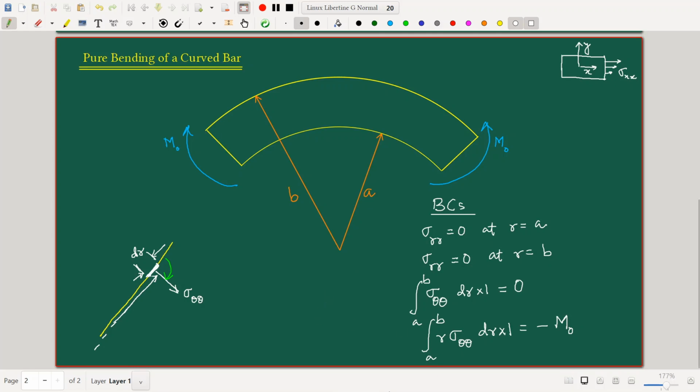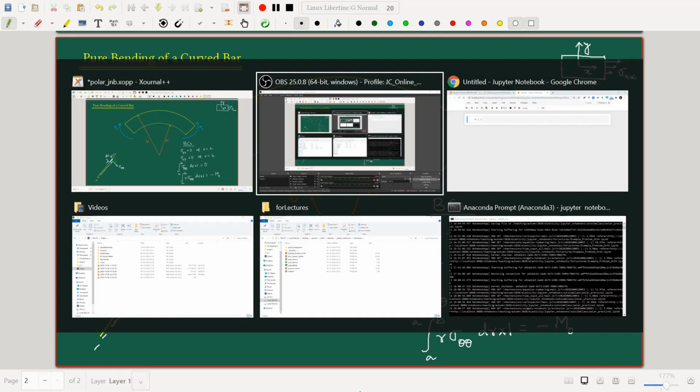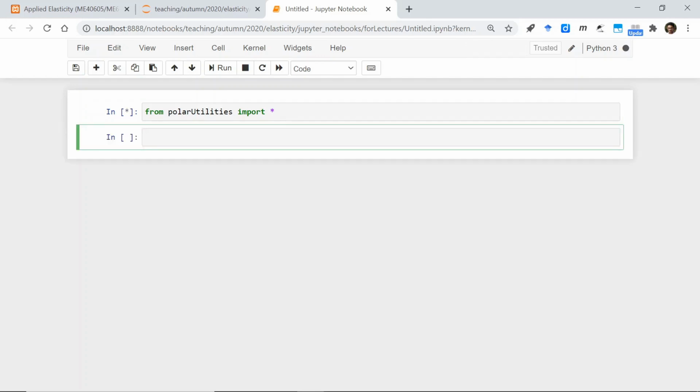All right. So I have fired up a new file here in Jupyter notebook, and as before, the first thing that I'm going to do is import everything from my Polar Utilities package. So from Polar Utilities, import star. The first few steps that I'm going to carry out here will be exactly the same as what I did in my previous file when I went on to solve the thick wall pressure vessel problem.